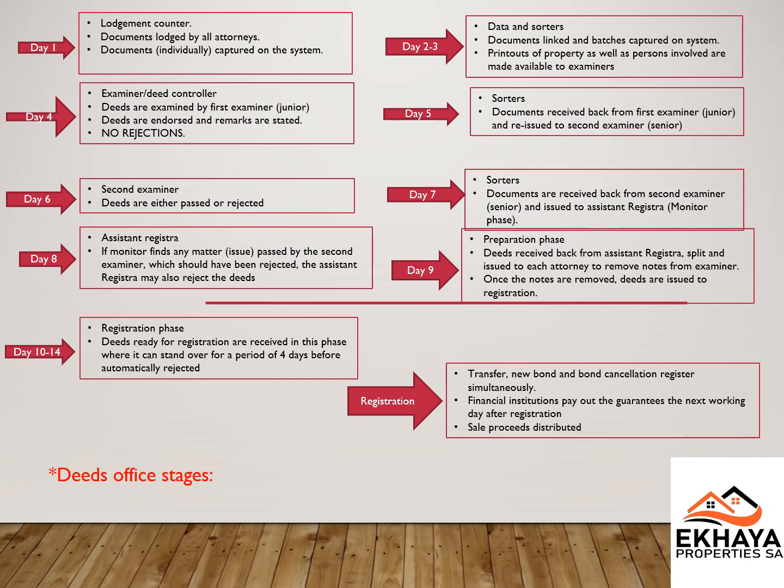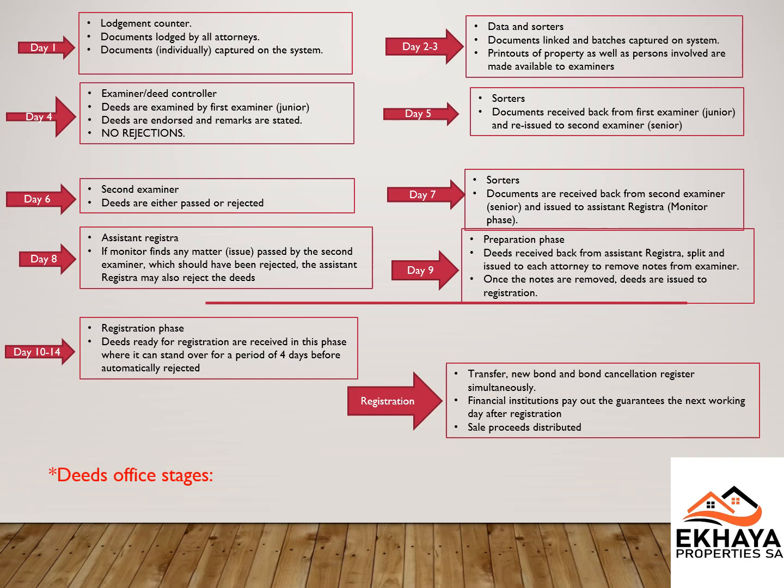On day 7, the documents are received back from the second examiner and issued to the assistant registrar. On day 8, if the monitor finds a matter or issue passed by the second examiner which should have been rejected, the assistant registrar may also reject the deeds. On day 9, which is the preparation phase, deeds are received back from the assistant registrar, split and issued to each attorney to remove notes from the examiner. Once the notes are removed, deeds are issued to registration.